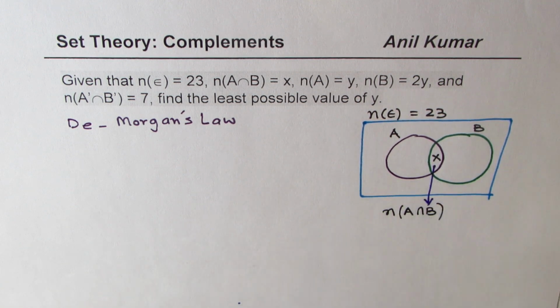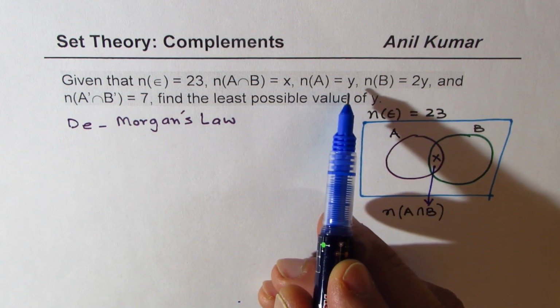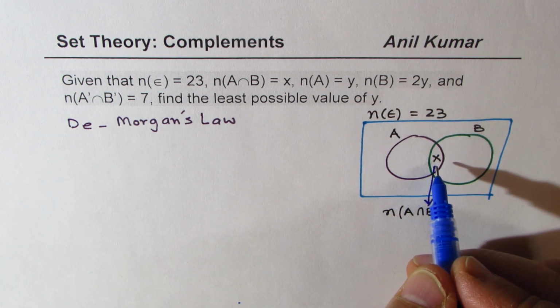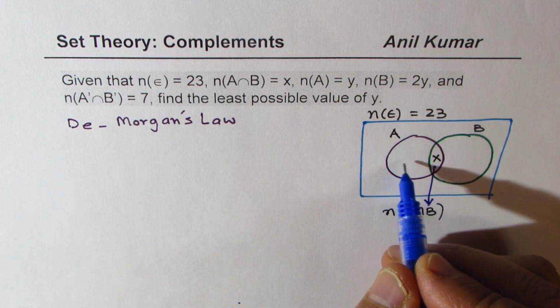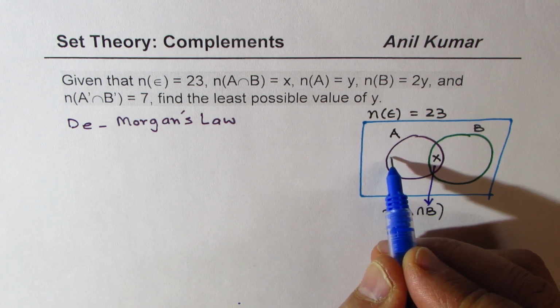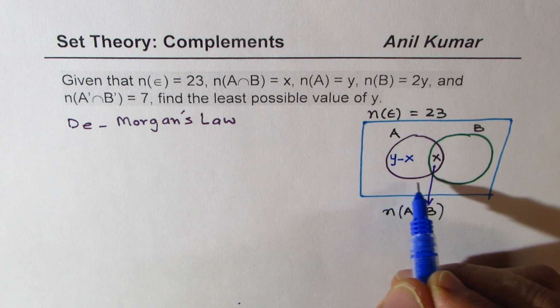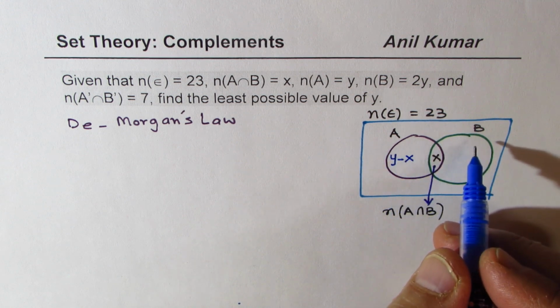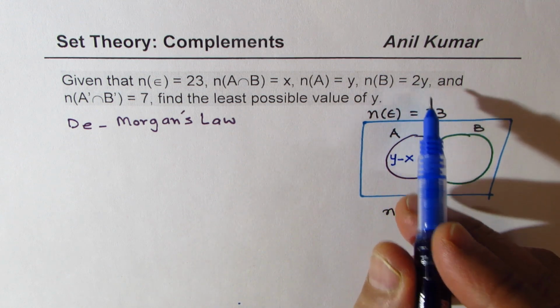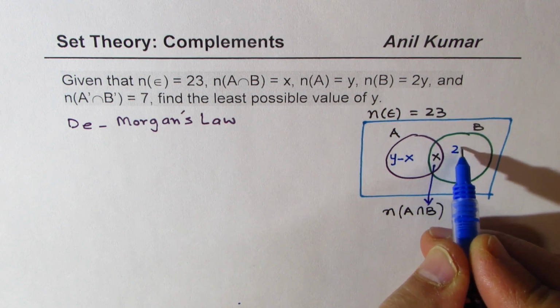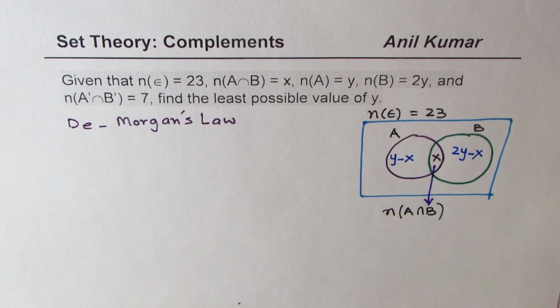Let me put arrows this side. Now, number of elements in A is Y. Now, if the intersection has X elements, then the number of elements here will be Y minus X. So that makes Y total number of elements in A. Number of elements in B is 2Y. So we have 2Y minus X. So that becomes the distribution of our elements.